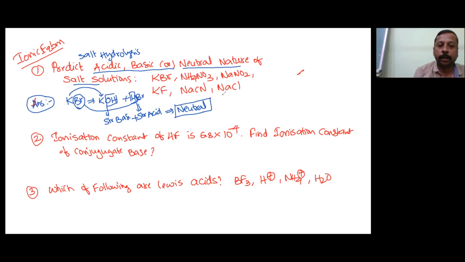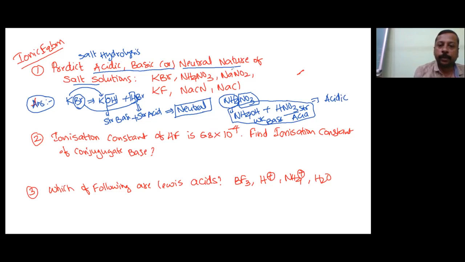Now let us take NH4NO3. As I told you, you write this with OH minus, so the base will be NH4OH, and for the acid you have to add hydrogen, so this will be HNO3. This is a weak base and it is a strong acid. So the acid is strong, so the resultant solution will be acidic.